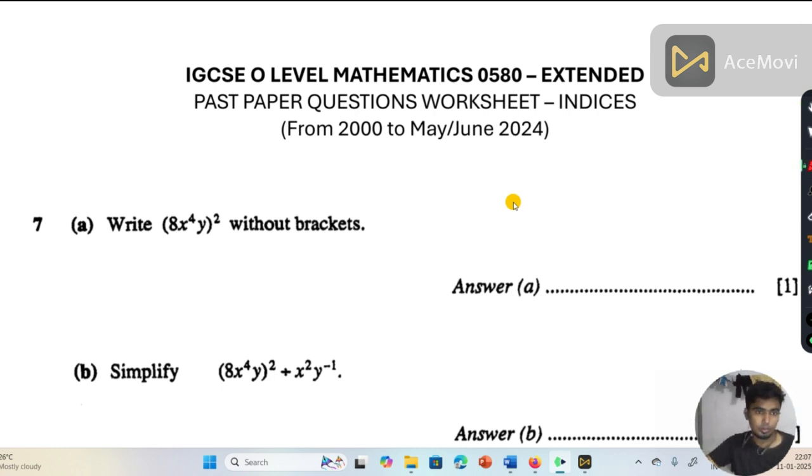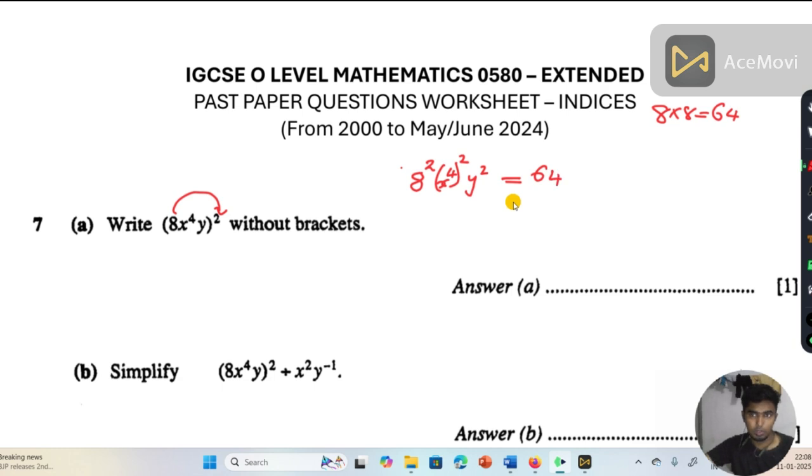Write (8x^4 y)^2 without a bracket. So you need to write this without a bracket. The whole square applies to each part: first 8 squared, then x raised to 4 all squared, and y squared. Then we can do the final step. What is 8 squared? 8 times 8, we know that is 64.